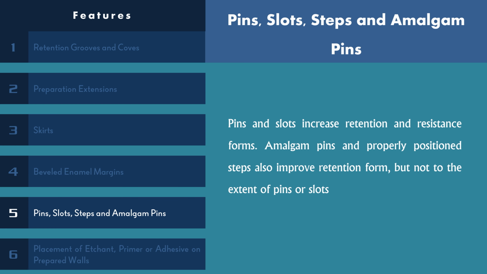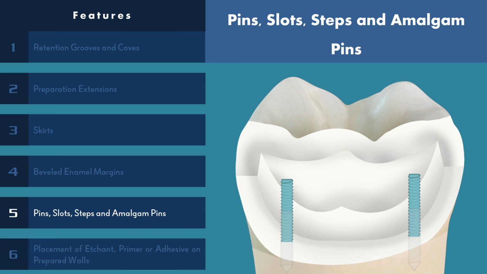And next is the placement of the pins, slots, steps and the amalgam pins. Pins can be placed for almost all restorations, even for a composite restoration, but amalgam pins are made specifically for complex amalgam restorations. These slots and steps can be placed in the pulpal floor or the gingival seat in order to enhance the retention. Amalgam pins are placed whenever there is a missing cusp while doing a complex amalgam restoration, so that will enhance the retention feature for the restoration.